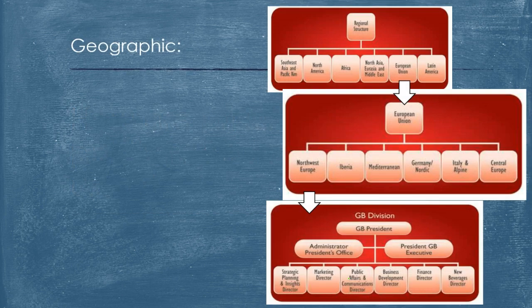So geographic, this is an example of Coke actually, to be fair. If you look at the top, that is Coke's worldwide structure. That's their structure all around the world. So you've got Latin America, European Union, different places. If you look in the European Union, as it's organised geographically, again, you have Northwest Europe where Britain is. And then you actually have the British office.